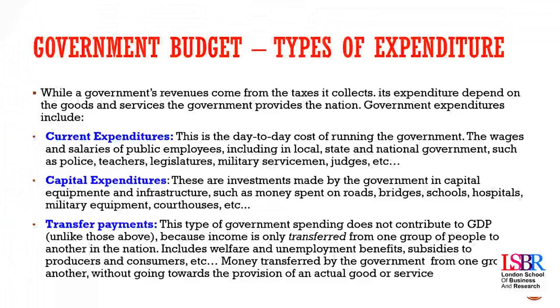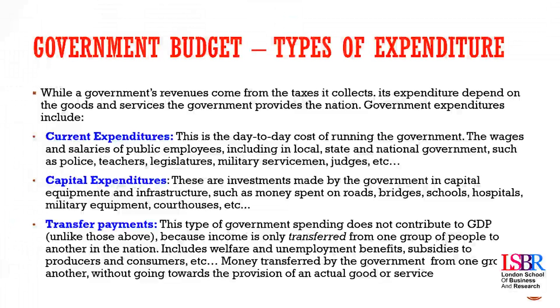For example, paying the wages and salaries of public employees, such as teachers, the police, the military, judges, etc., people that are employed by the government. The government has to pay their wage. So there's current expenditure. Capital expenditure we already talked about. This is stuff like big money expenses, building new roads, bridges, schools, hospitals, military equipment, courthouses, etc., etc.